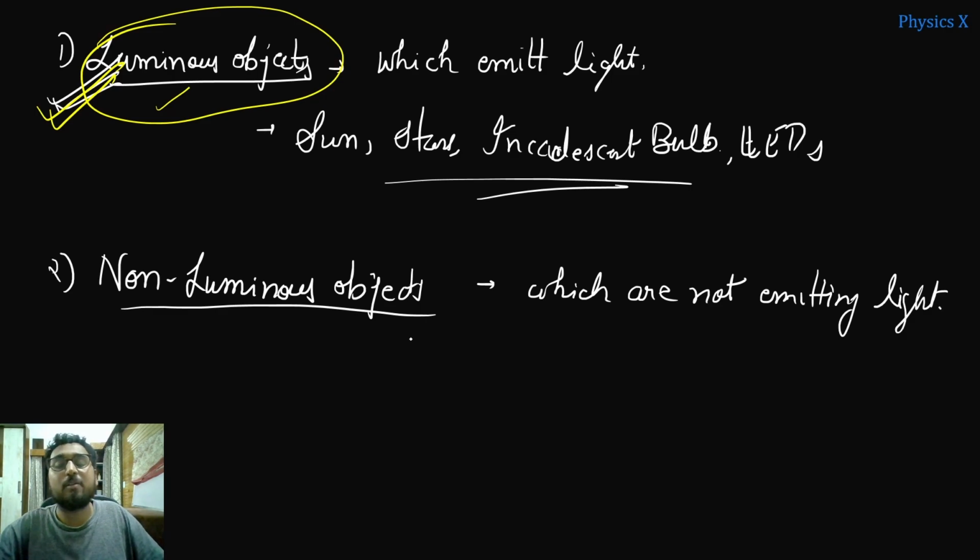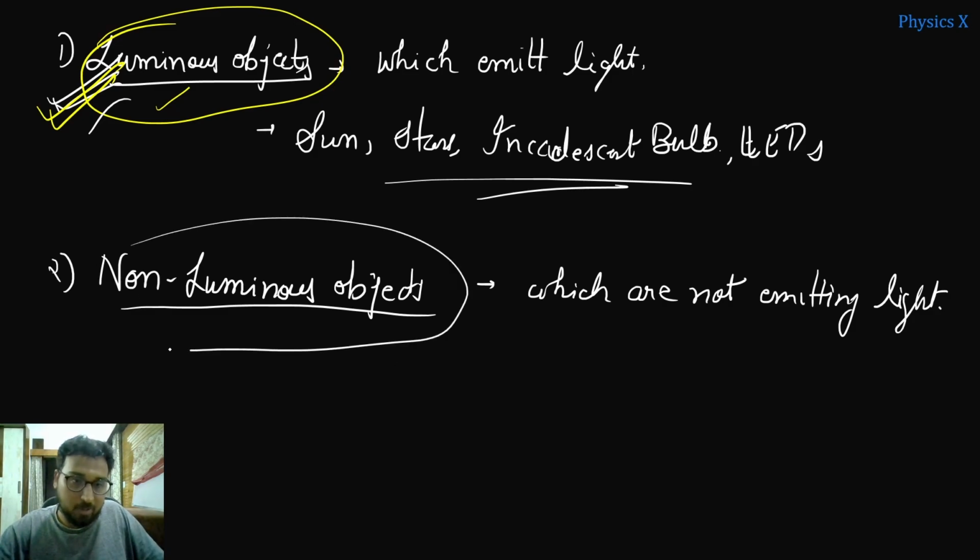All the objects which you are able to see when you turn on the light, those are all non-luminous objects, such as we human beings, the laptop, the chair, the table, the pen, the pencil, anything which you are able to see when you turn the source of light on. Those objects are non-luminous objects. So this is how you are able to see the objects in your surroundings, when a luminous object is present.